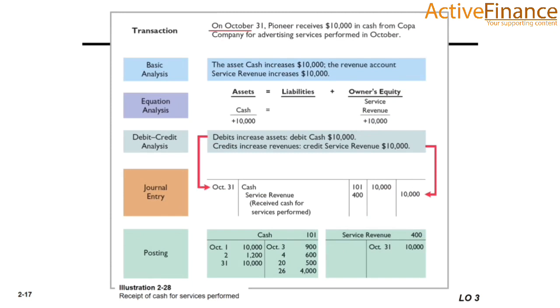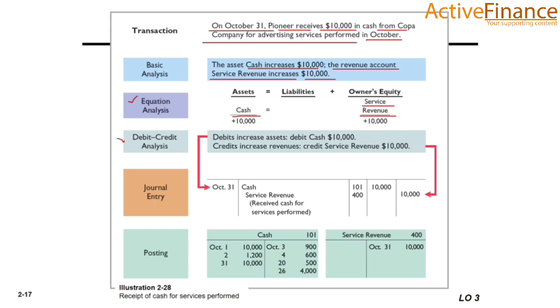On October 31st, Pioneer receives 10,000 in cash from the Copa company for the advertising services performed in October. So in the basic analysis, the asset cash increases by 10,000, and the revenue account, service revenue, also increases by 10,000. In the equation we will add the asset, an increase in cash of 10,000, and also an increase in owner's equity by 10,000 of service revenue.